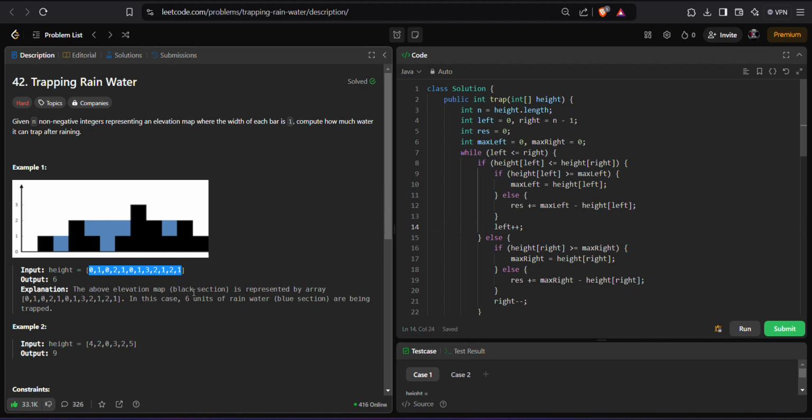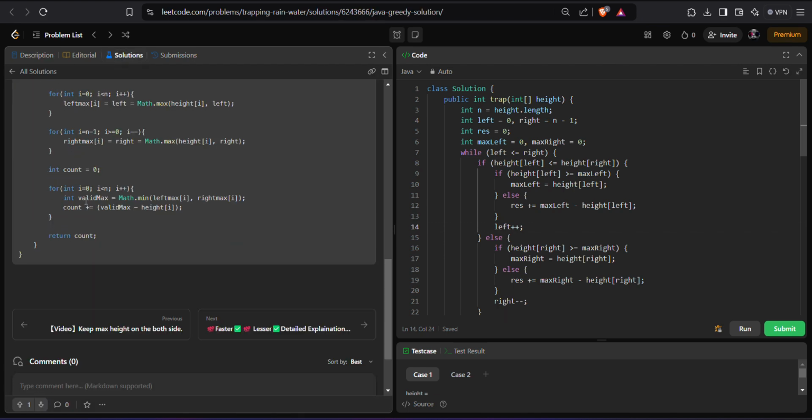And this could lead us to a big O of n solution, because first we will calculate the left max by traversing once, then we will calculate the right max by traversing another time, and for the third time we will calculate the current water level by the minimum of left and right. Whatever the answer comes, we will simply subtract the current height from it, and we will add it to our final answer and simply return it. This solution would look something like this.